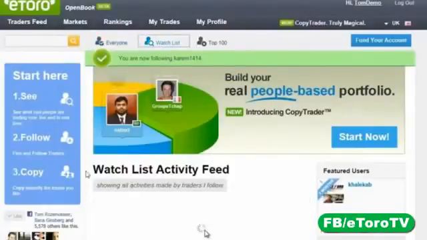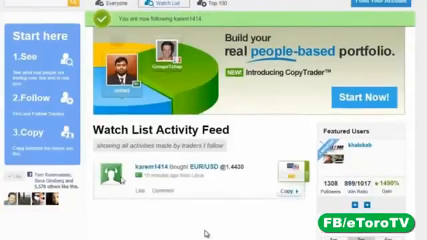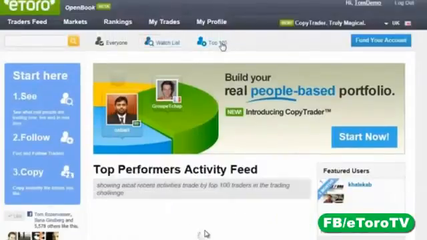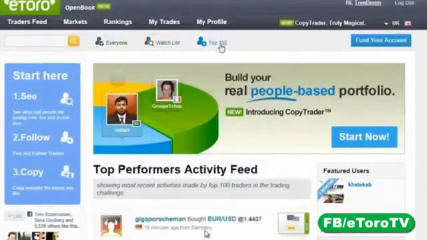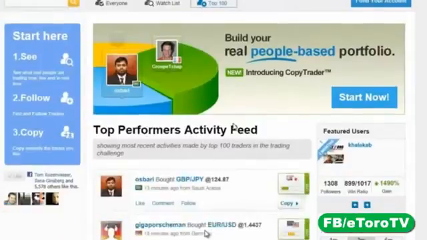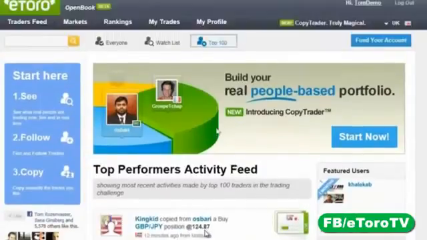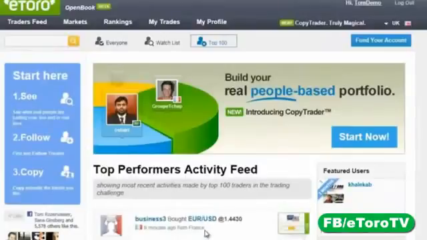Let's open our watch list. And the watch list is a trading feed of only the people that we chose to follow. And here we see the position that Karim has opened. The top 100 is the last feed, and that is of the people that are in the top 100 list of traders this week. Very good. So now we know what we can see. Follow, I already showed you that as well.